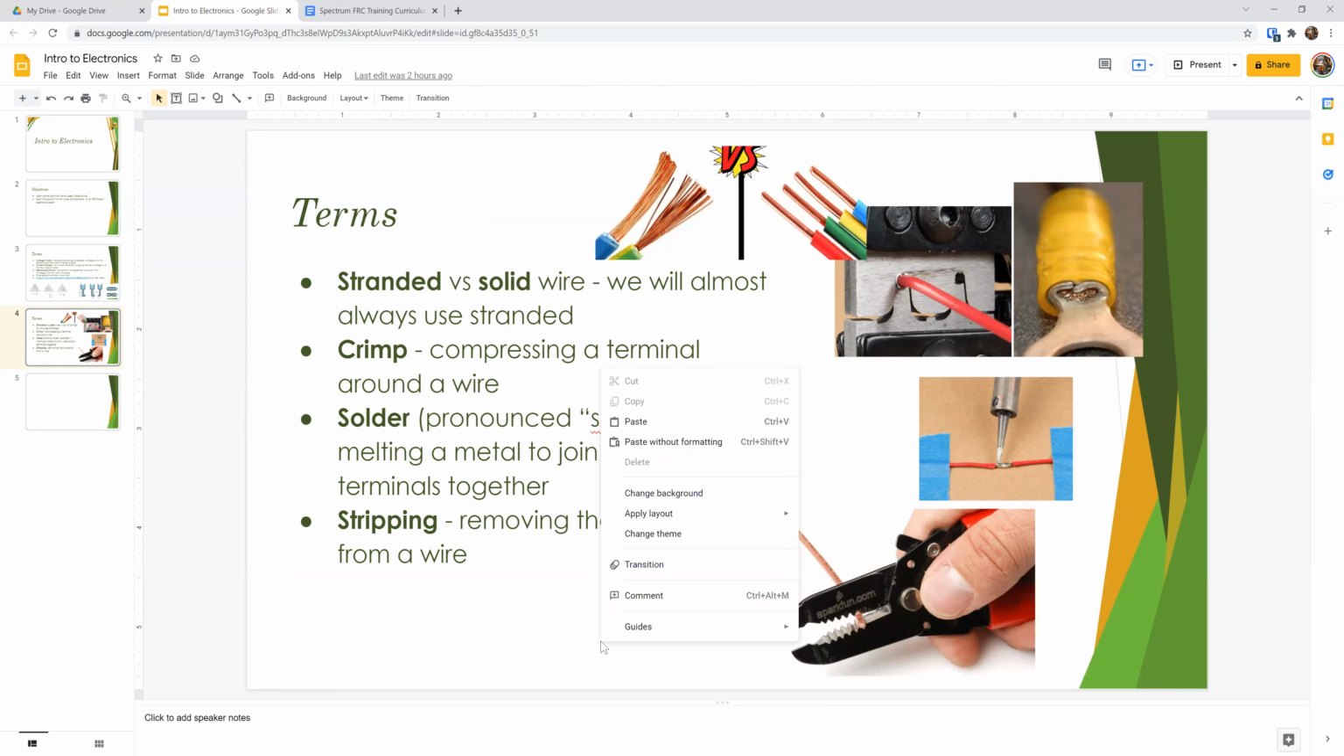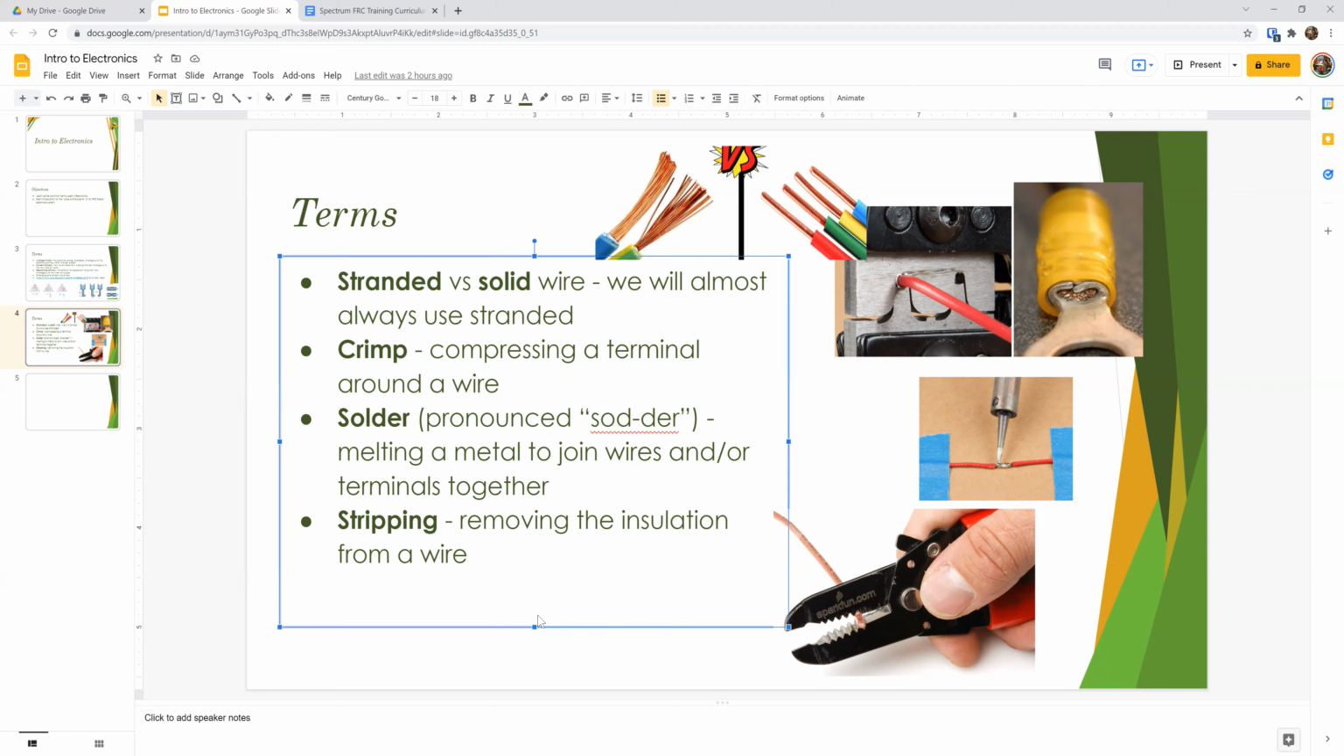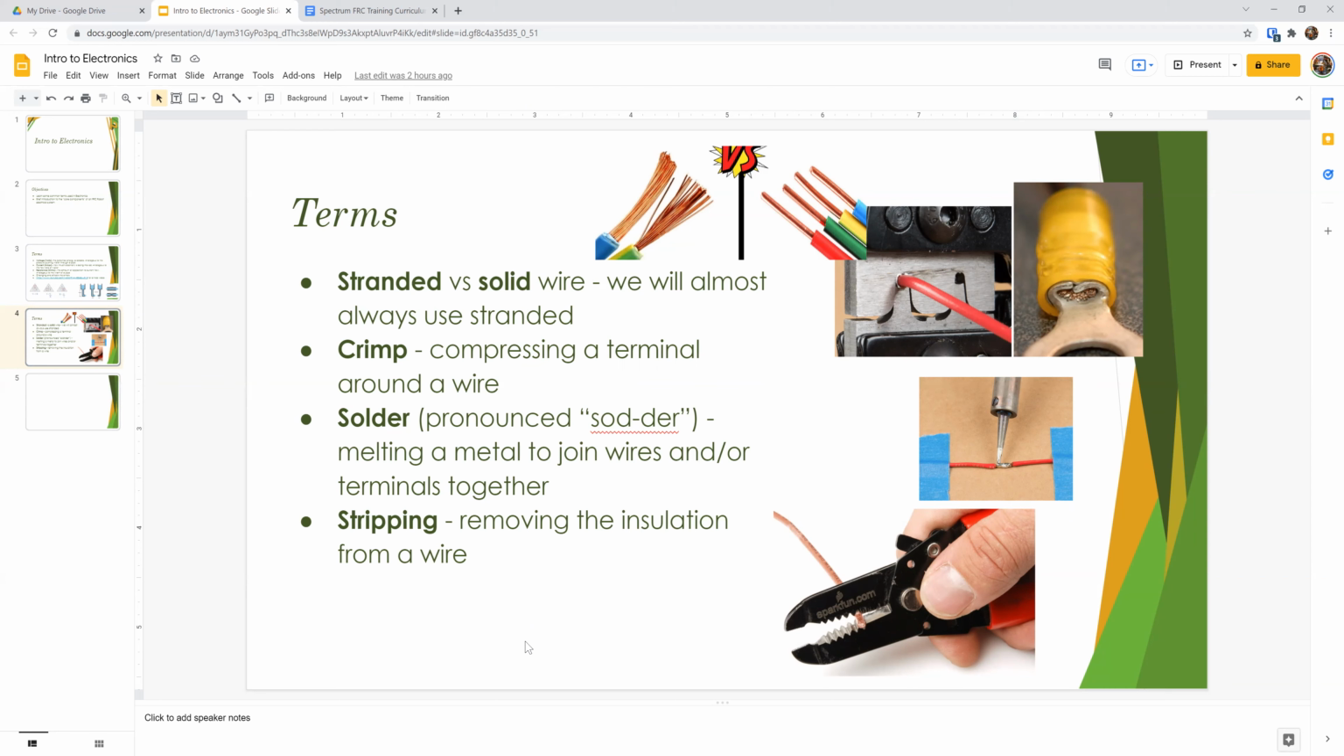Another thing you'll obviously hear about is stripping wire. That's when you're removing the insulation from a wire. There's usually a PVC insulator around the copper, and when you strip it, you're basically cutting that insulation and pulling it away. This is one of the simpler types of wire strippers. We have some other kinds. So any questions about those terms? We're not going to talk a lot about those terms today, but I figured that it would be good to introduce those terms if we're going to talk about electrical work.